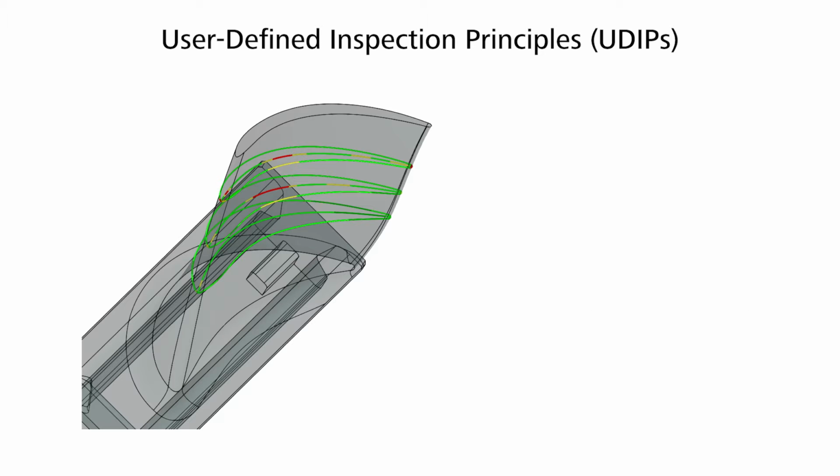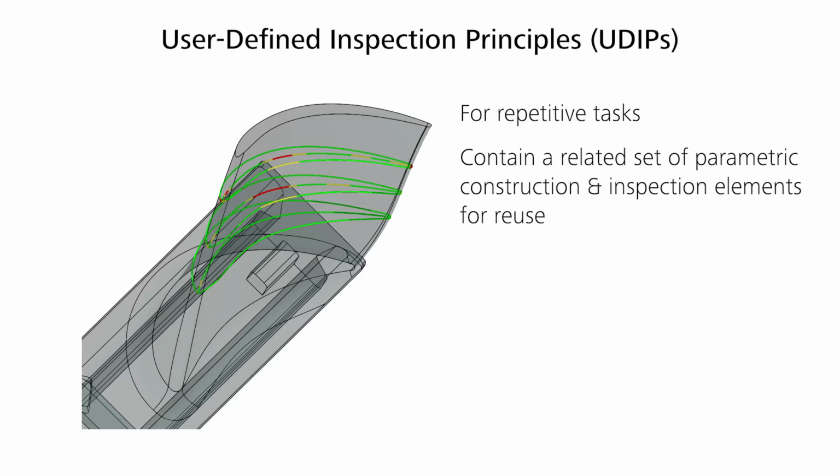UDIPs are incredibly helpful for repetitive tasks. They contain a related set of parametric construction and inspection elements for reuse. Sounds complicated, but here's what that means for our project.